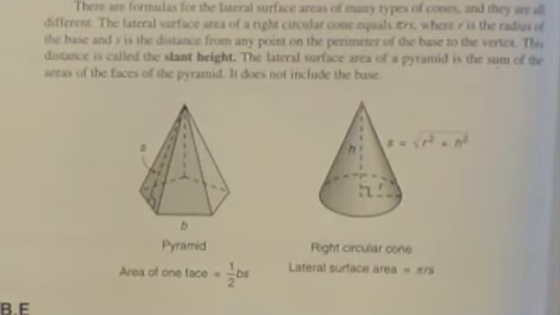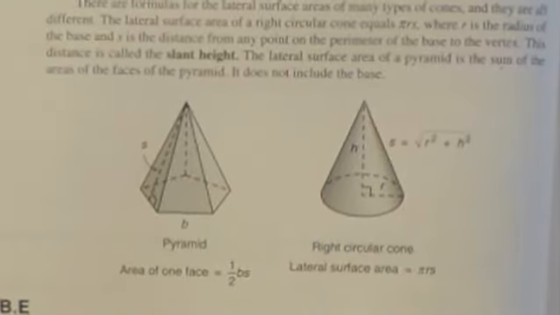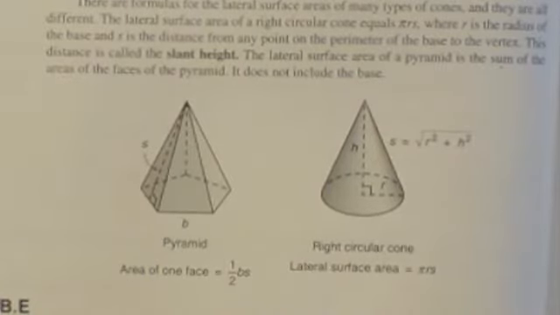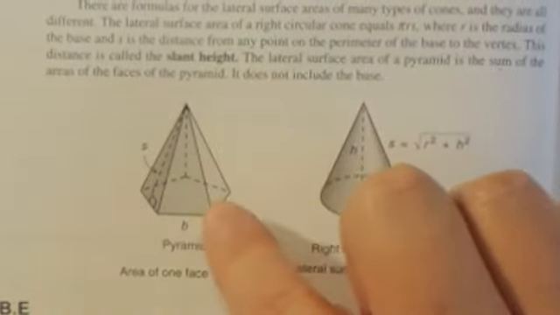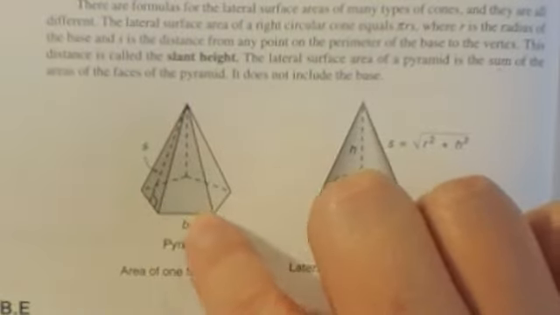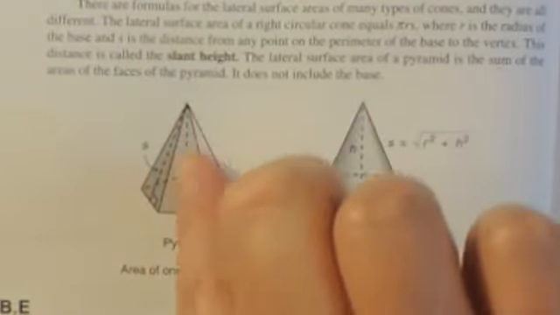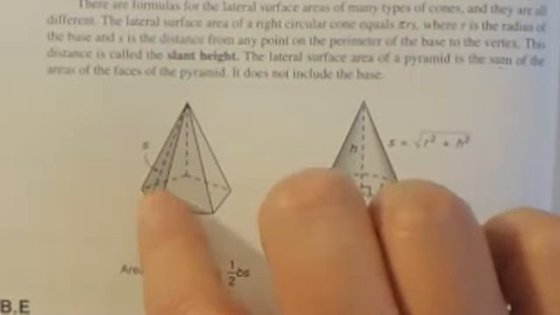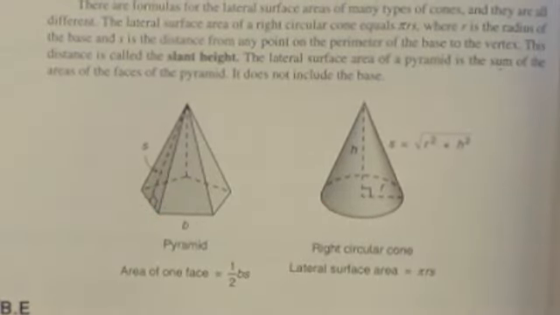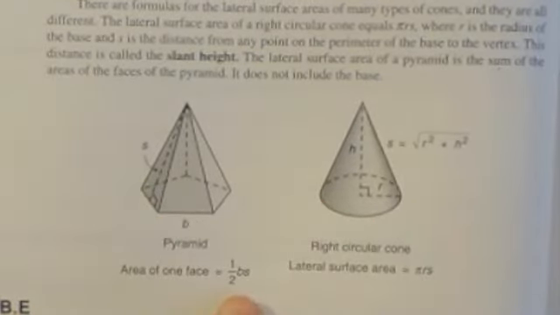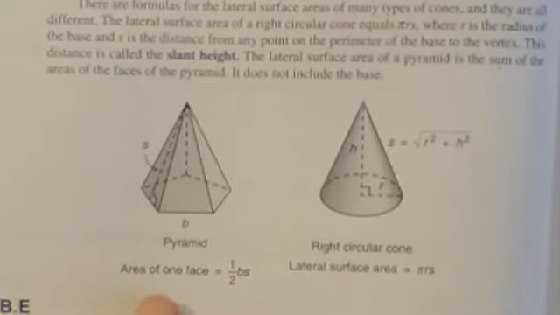If we find the area of a pyramid, the lateral surface area of a pyramid is the sum of the area of all the faces of the pyramid, not including the base, because we're just doing the lateral surface area. So these are triangles, so it's going to be 1/2 the base times, and once again we're going to use the slant height, not the height of the actual pyramid, but the slant height, because that's the height of these triangles. Okay? So 1/2 base times slant height for the area of one face.